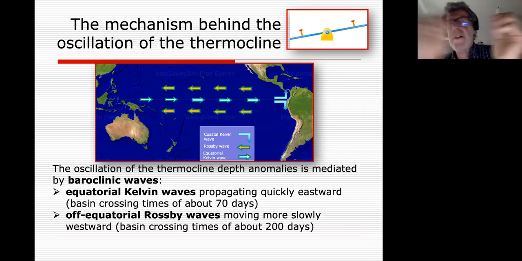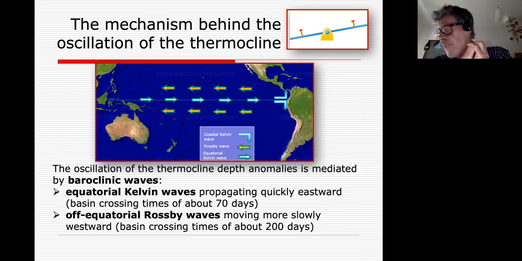You have to remember, the equatorial Kelvin waves are baroclinic, or are largely driven by a restoring force, the reduced gravity, which explains the fact that the crossing time is about 70 days. And we have a return wave, which is the off-equatorial Rossby waves that are moving slowly westward, about 200 days.